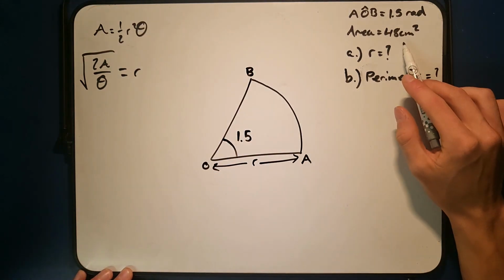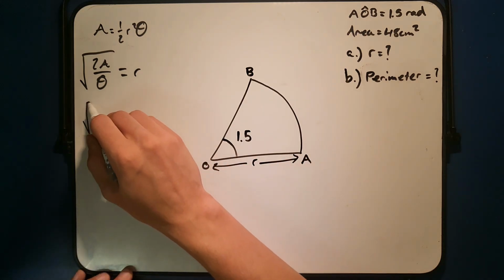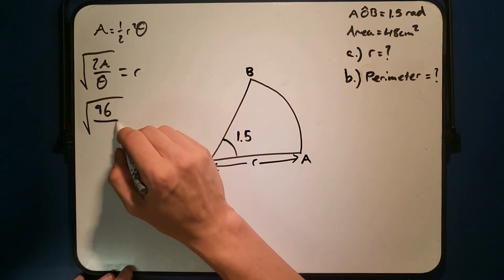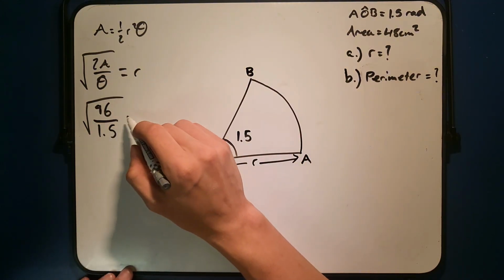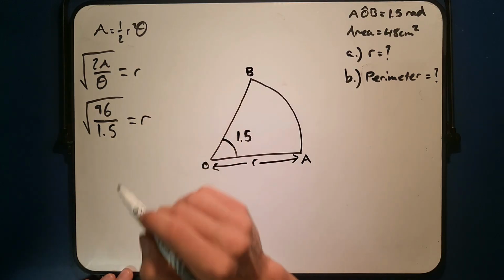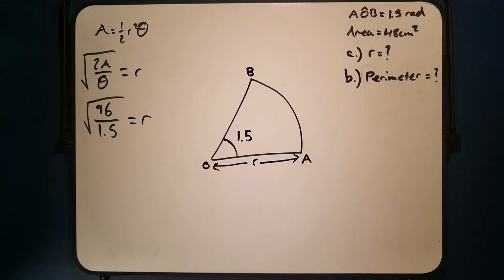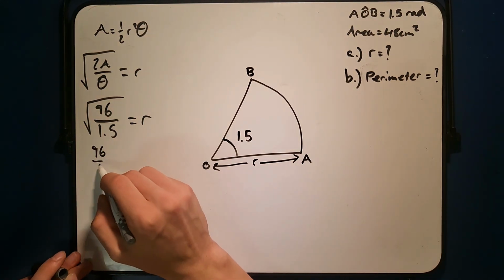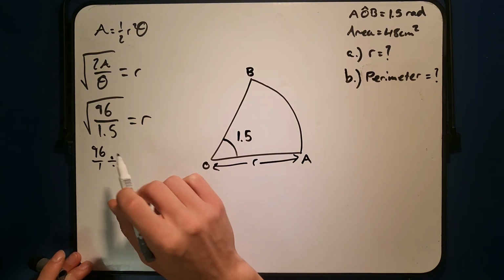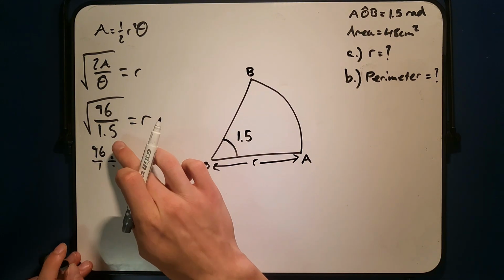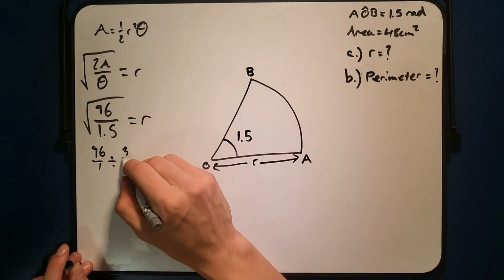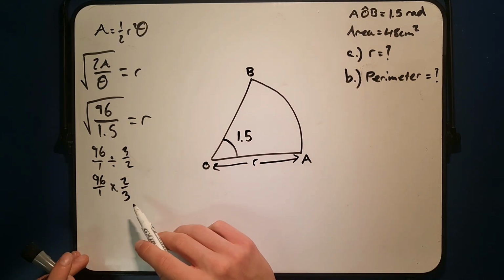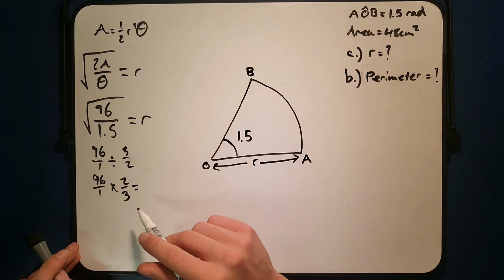So we know that the area is 48 centimeters squared, so we can put in 48 times 2, which is 96, divided by 1.5, and we will square root that answer to get our r value. Now, since this is paper 1, so non-calculator, we can't evaluate this in our head. So I'm going to write this as a fraction, and it's going to be divided by 1.5, which is 3 over 2. So we can then follow out this division, and we can calculate the answer using fractions.